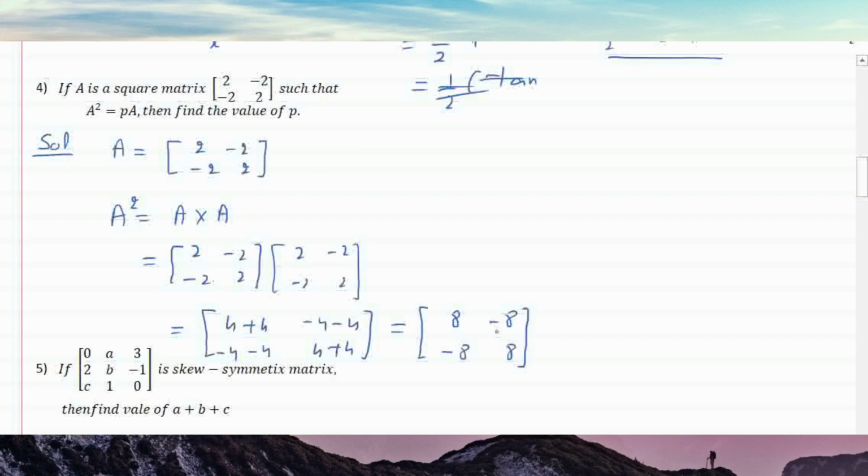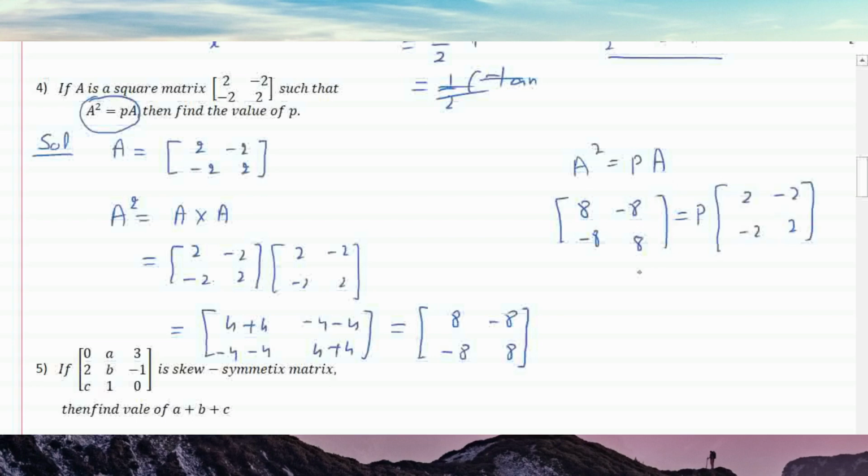Now see, you can go here. So what is given to you here? You have given here A square is equal to PA. Nothing to do, put the value of this here. This is 8 minus 8, this is minus 8, 8. Here you are getting P, and here the value of A you can put from there. This is minus 2, 2. Just simplify it further. If you simplify it further, you are getting, children, 8 minus 8 minus 8, 8.